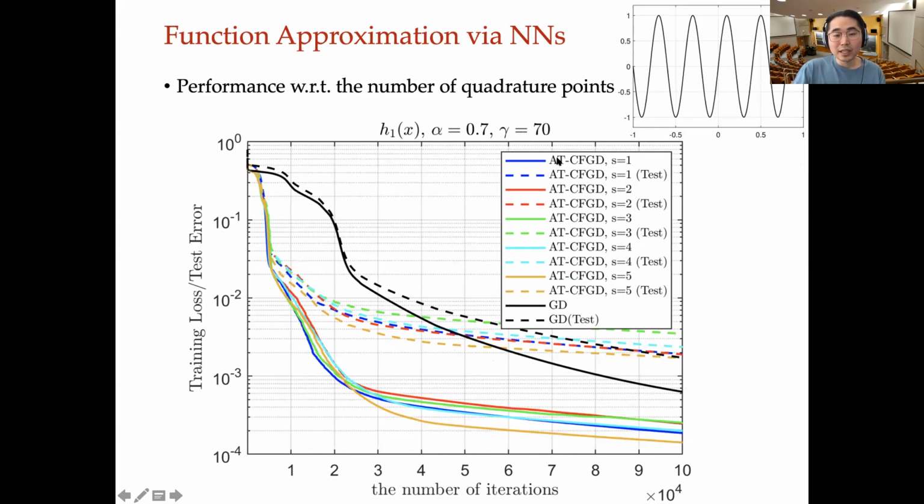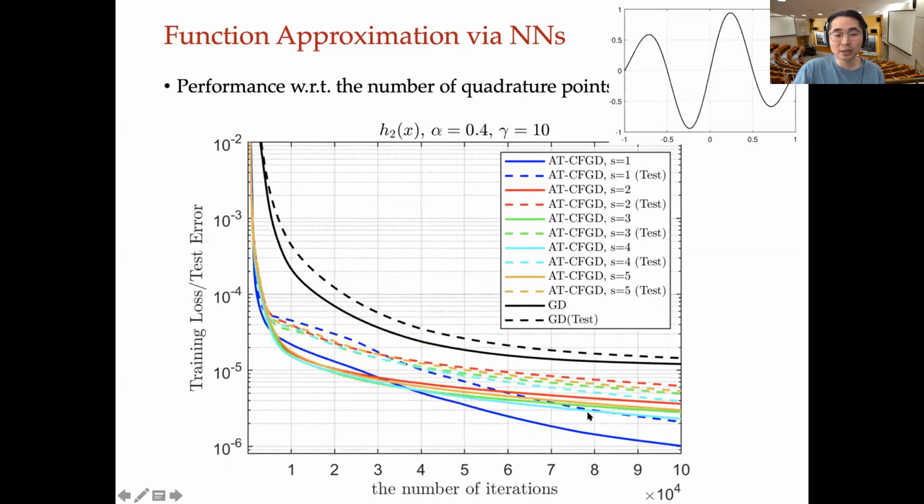You can see that even if we use just a single quadrature point, where the computational cost is roughly the same as gradient descent, we see better convergence and good generalization performance as well. Similar behavior is observed for the other cases. And in this particular case, for some reason, using one single quadrature point actually performed the best. The computational cost of the blue one is roughly the same as that of the black one, which is gradient descent.